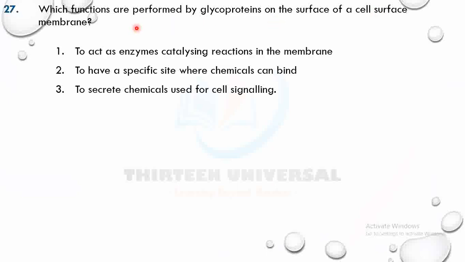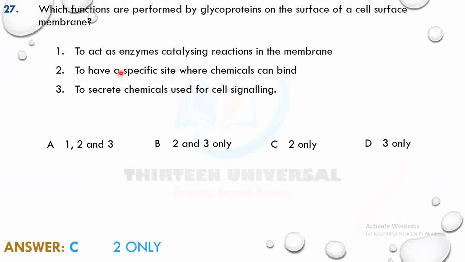All right, which functions are performed by glycoproteins on the cell surface membrane? Do they act as enzymes catalyzing reactions? They do not work as enzymes, so 1 is out. To have specific sites where chemicals can bind, that's cell recognition, so they act as sites for cell recognition. 2 is correct. To secrete chemicals used for cell signaling? They do not secrete anything. So it's only 2, and that's why C is the answer.